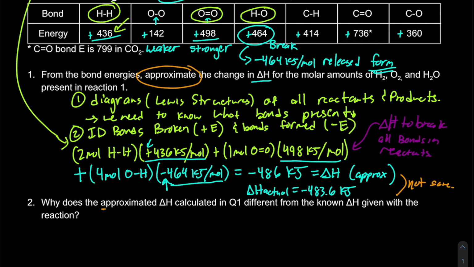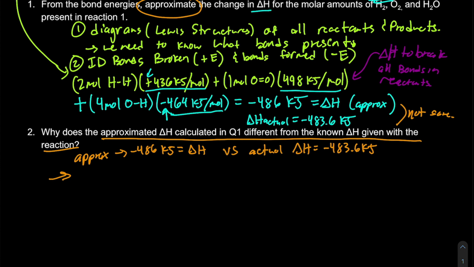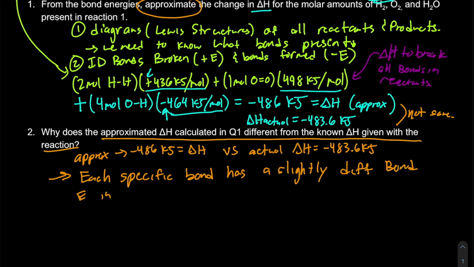So right below this, we ask, why is this different than the known delta H? Why is our approximated delta H, negative 486 kilojoules, different from the actual delta H, negative 483.6 kilojoules? If we look up here at each of these bond energies listed, we're assuming that those are formed or broken in a conceptual vacuum, where there's nothing else interacting with them, nothing else present in that molecule, and we're just thinking about breaking those bonds. The reason these are good approximations in energy is that each specific bond has a slightly different bond energy in each molecule.